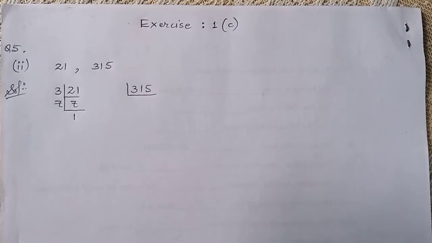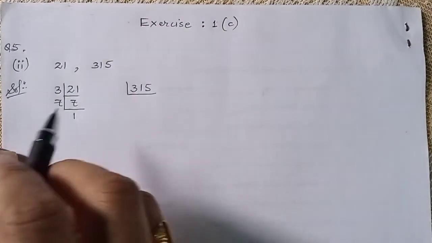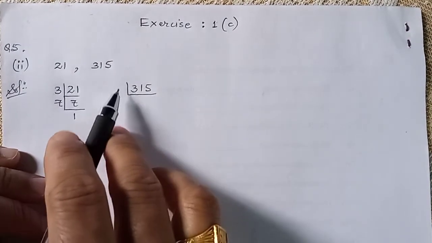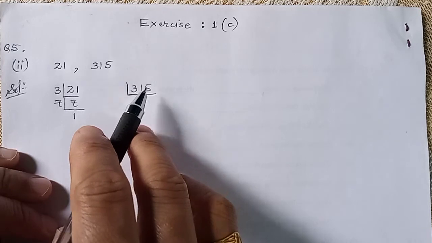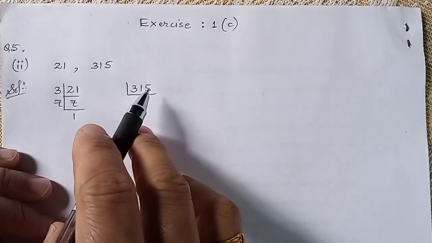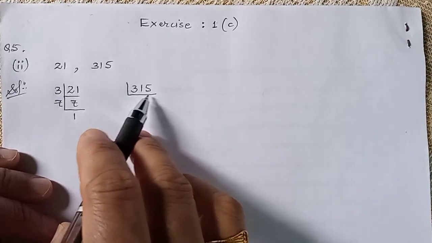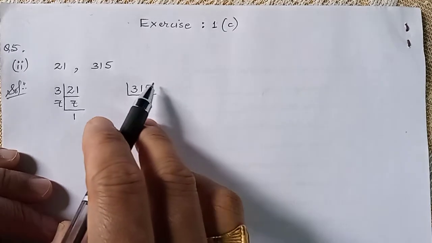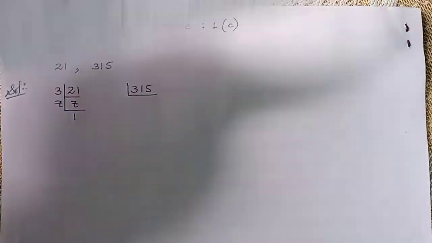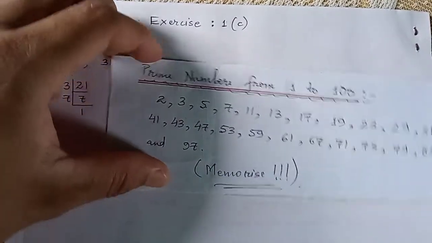Now let us do the prime factorization of 315. Same here. In this 315, if you look very carefully, the unit digit is 5, and 5 is an odd number, from 1, 3, 5, 7, 9. That means 315 is an odd number, and an odd number we cannot divide by 2. That's why we should now try to divide by 3.